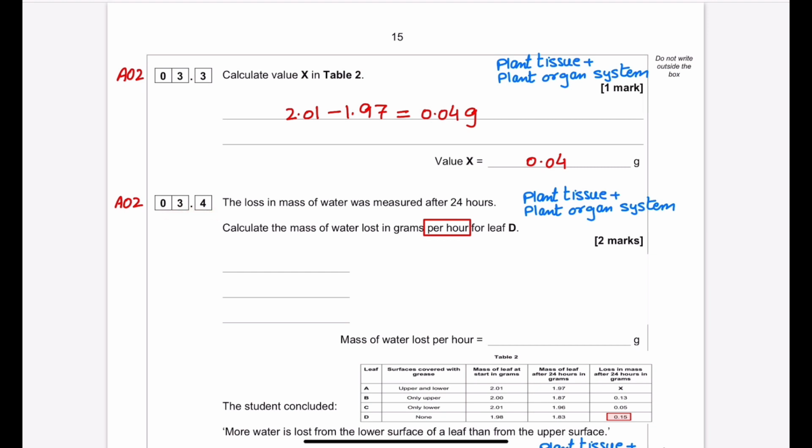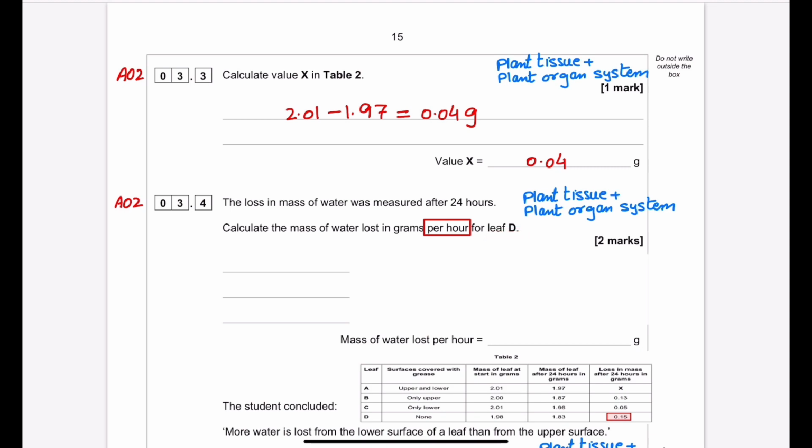3.4, again it is an AO2 question. The loss in mass of water was measured after 24 hours. Calculate the mass of water loss in grams per hour for leaf number D.